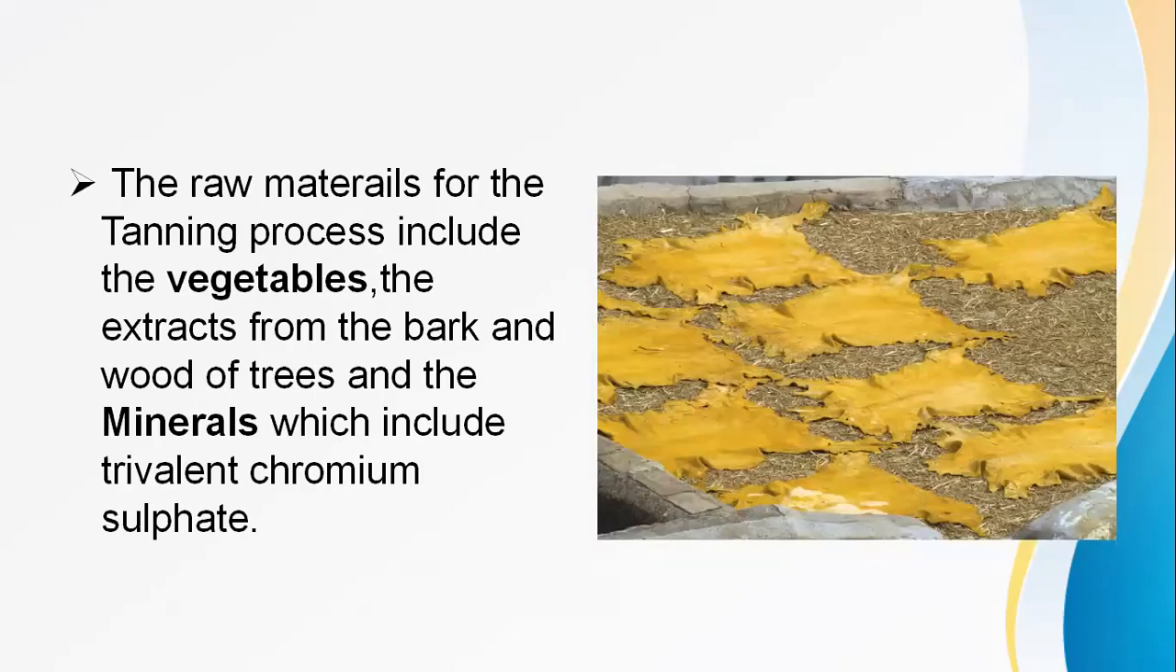The raw materials for the tanning process, one of the steps of the manufacturing process, include vegetable extracts from the bark and wood of trees, and minerals, which include trivalent chromium sulfate, which is the most important material of the minerals. So this was about the raw materials. Moving towards the next slide.